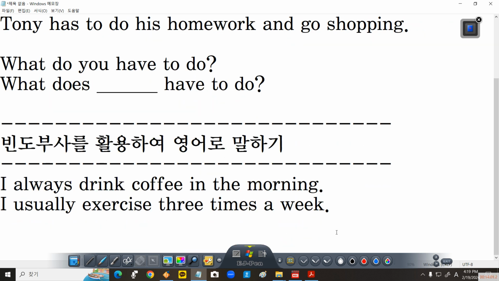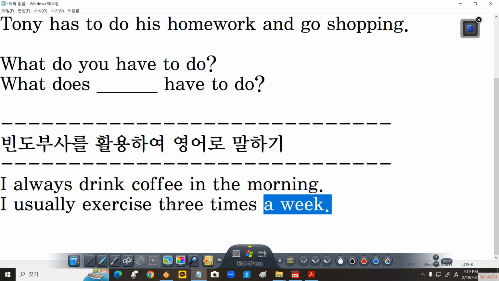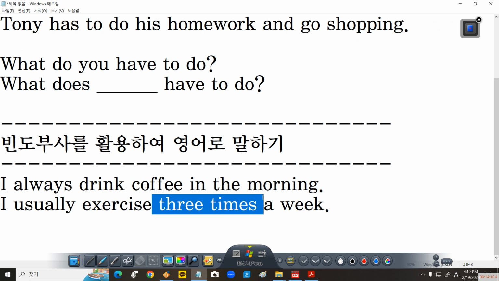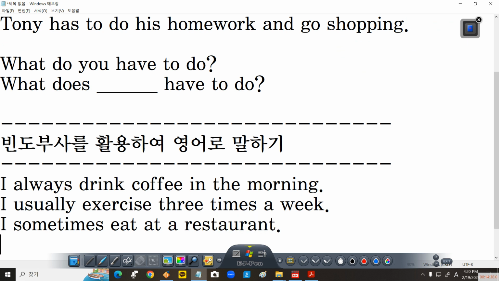무슨 말이죠? 읽어볼까요? 3 times a week. 여기 a week은 일주일에란 말이고 3 times는요. 3번. 1 time, 2 times, 3 times. 그렇죠. 일주일에 3번 운동합니다. 그다음 I sometimes eat at a restaurant. 식당에서 가끔 밥을 먹죠. 그다음 I never smoke. 선생님 담배를 절대 안 피워요.